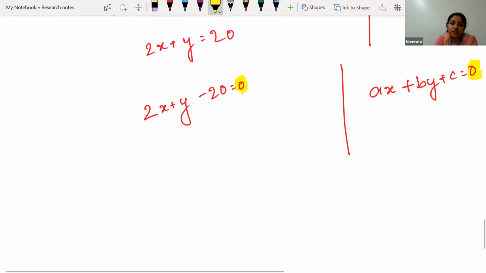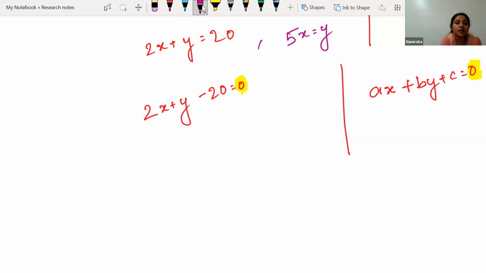Now if your question is 5x is equals to y plus 3, this is also a linear equation in two variables. If you want to write it in the standard format, it is 5x minus y minus 3 is equals to 0. One side has to be 0 and the rest of the terms have to be on the other side.